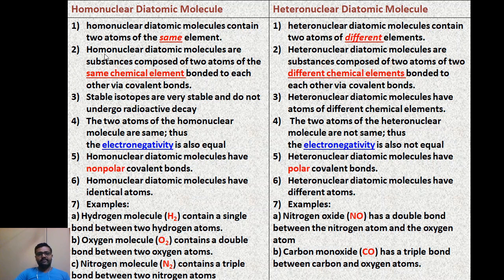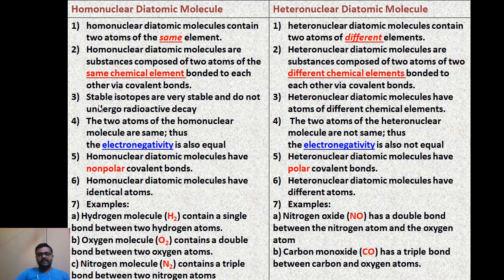Then another second one: homonuclear diatomic molecules are substances composed of two atoms of the same chemical element bonded to each other via covalent bonds. Same elements will form a covalent bond. Heteronuclear diatomic molecules are substances composed of two atoms of two different chemical elements bonded to each other via covalent bond or ionic bond.